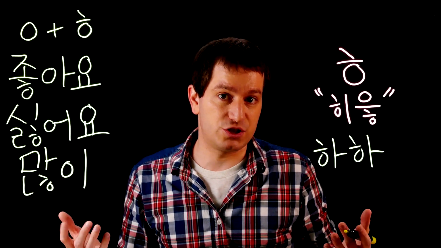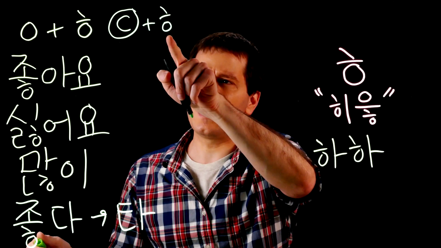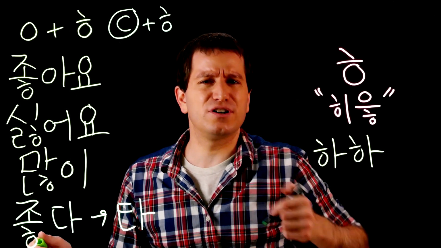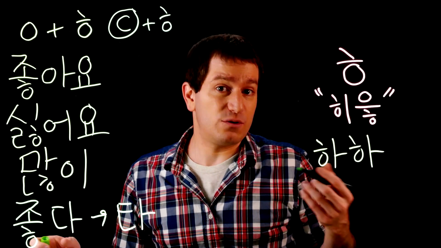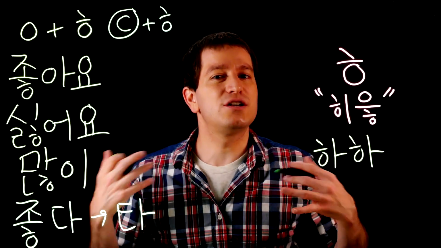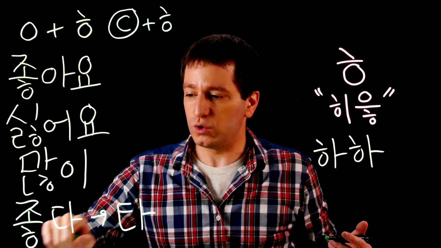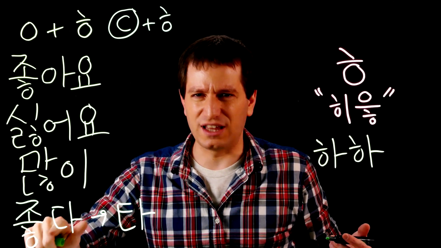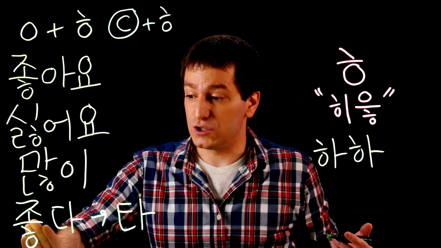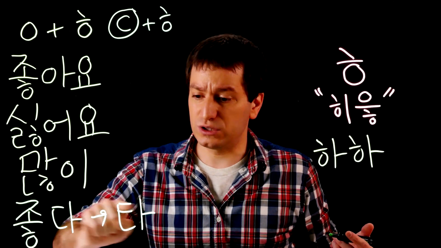And another rule with this letter in sound change rules is that whenever it comes before or after a regular consonant, I'll just write C, that regular consonant becomes a strong consonant. For example, in the word "chuda," it's not pronounced as "chuda" or anything like that. This letter disappears, and it becomes "chu-ta."